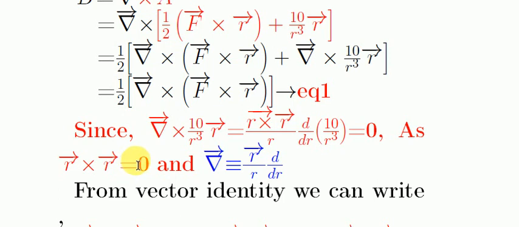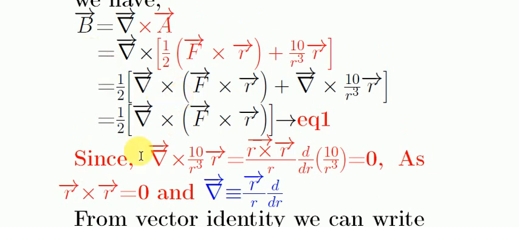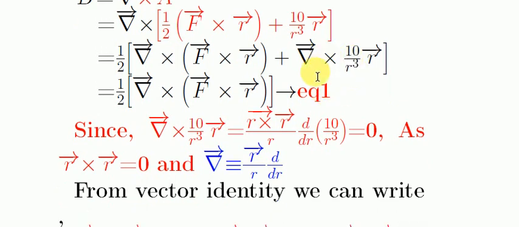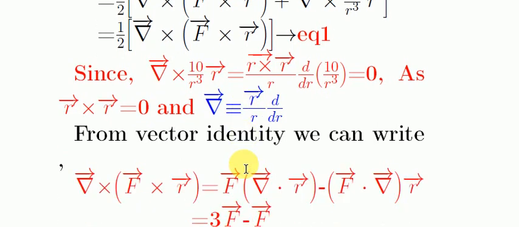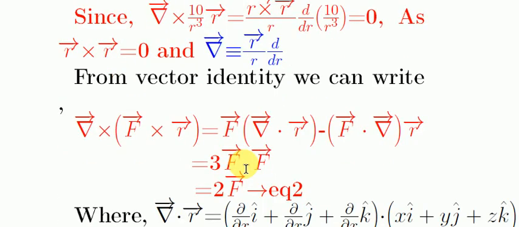So equation 1 is this: B equals half of del cross (F cross r). This is equation 1 because this term is 0, and how it is 0 we already discussed here. Now let us see the next step.